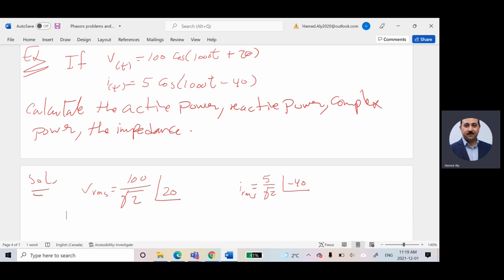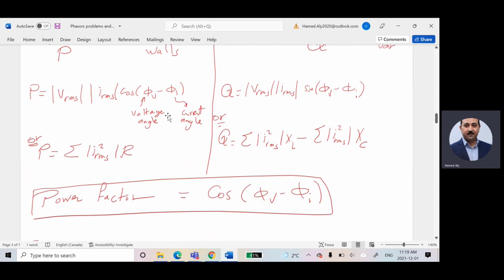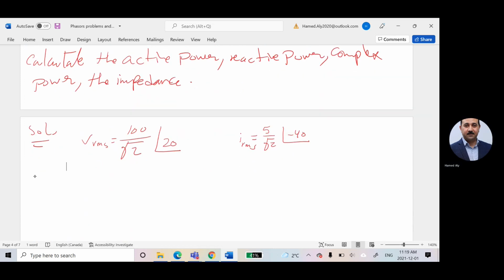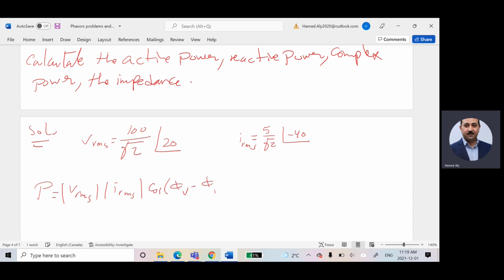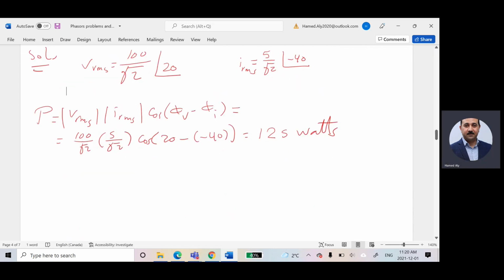Now, what do you want? You would like to calculate the active power. What is the equation of the active power? P is equal to VI cosine. So I will write here P equals V RMS magnitude times I RMS magnitude times cosine of the angle of the voltage minus the angle of the current. So this will be equal to V RMS 100 over root 2 times I RMS 5 over root 2 times cosine of the angle of the voltage minus the angle of the current. 5 times 100 will be 500 divided by 2 times cosine 60. At the end, it is 125 watts. Any question for that simple equation?